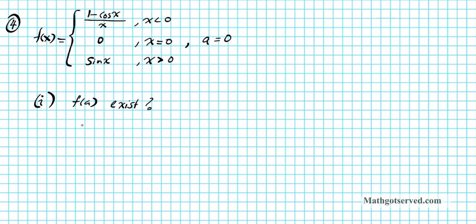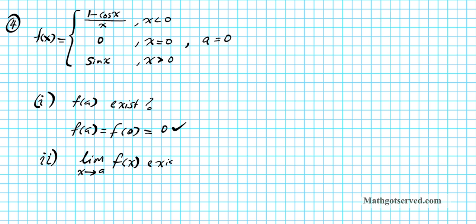Let's see. f of a is basically f of 0, since a is equal to 0. And when we input 0 into this function, our output is clearly 0. So f of a exists, so it passes test 1. How about test 2? Does the limit as x approaches a of f of x exist?